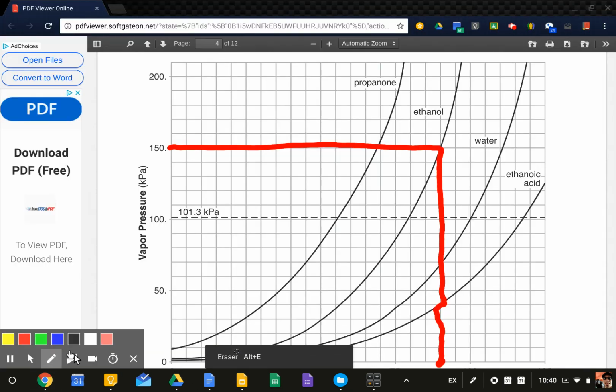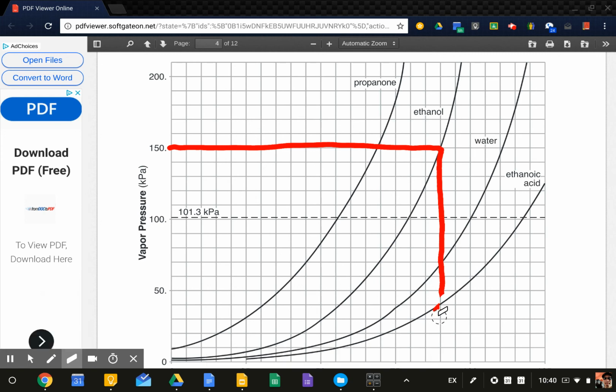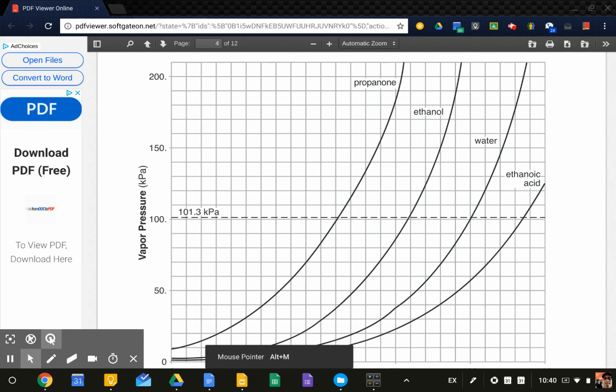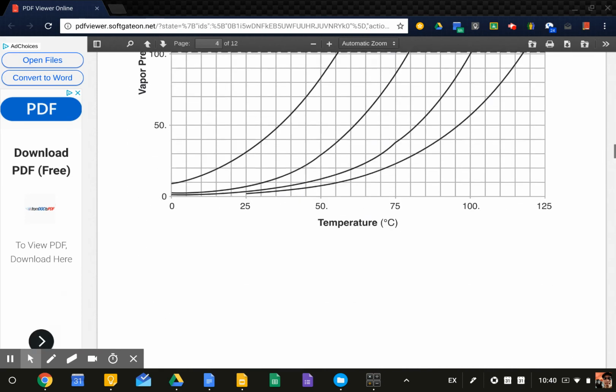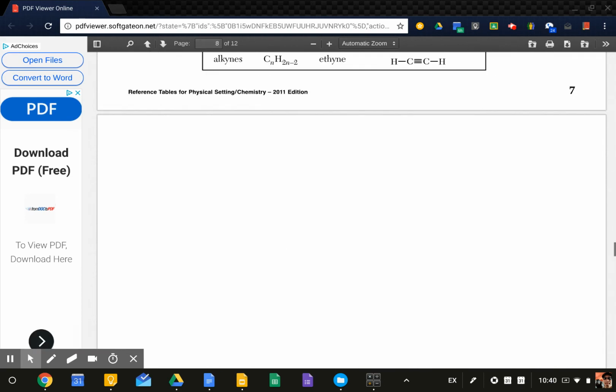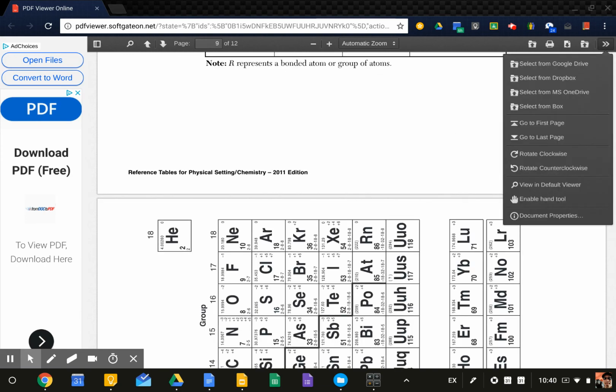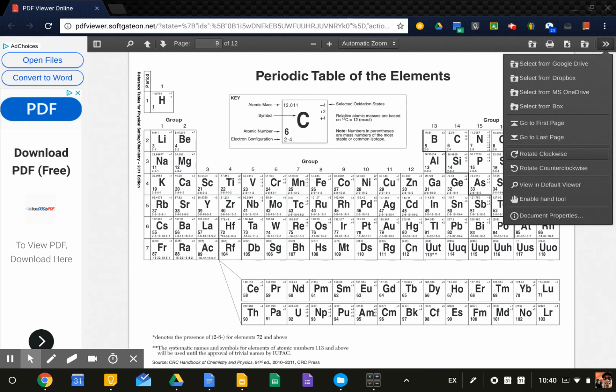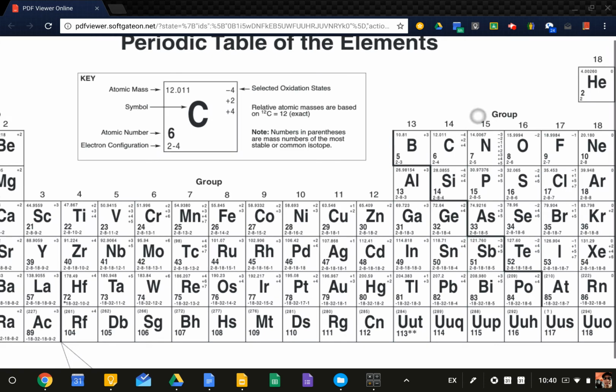Let's ditch all of this. Erase. Oh, goodbye. Can I erase all at once? I got to try that next time. Okay, so now I want the periodic table. That means I'm going to have to rotate this thing. This is tons of fun. Clockwise. Okay, so CH2O.